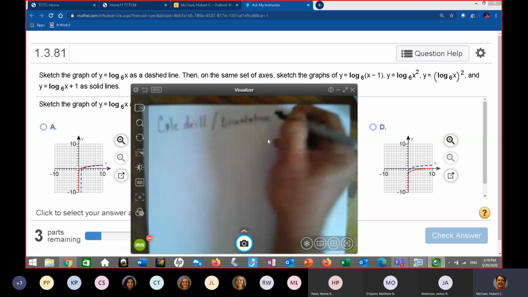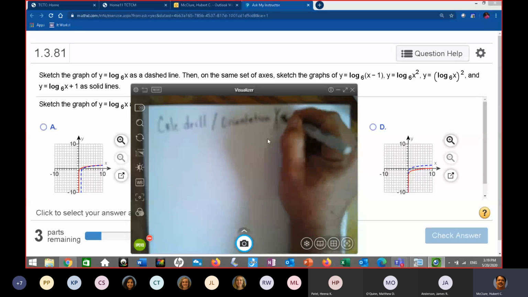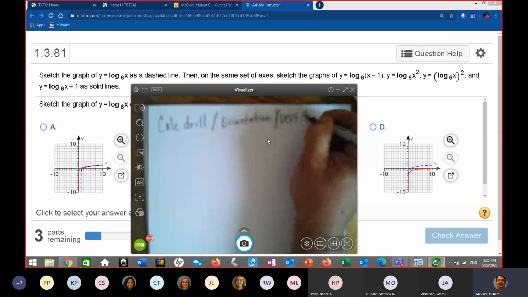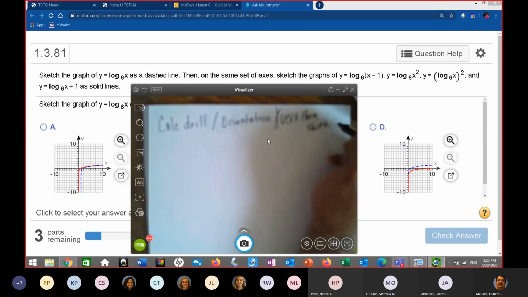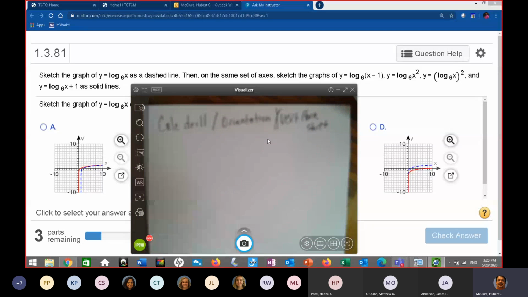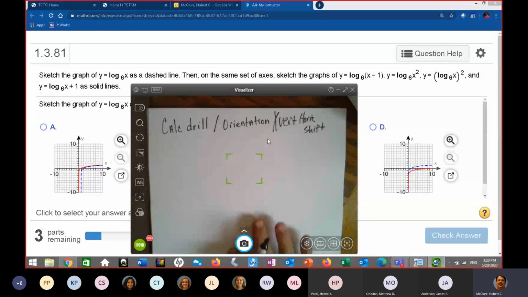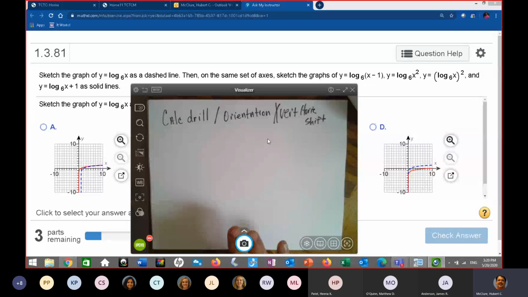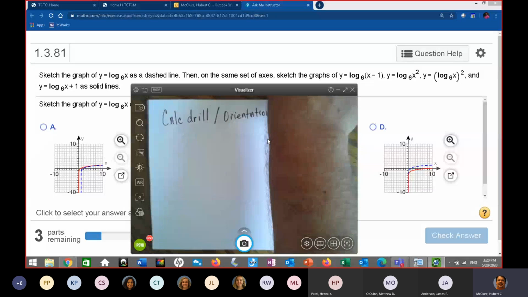Okay, so I don't want you thinking that this is some kind of trick. If you've got a graphing calculator, you need to utilize it on this problem. They tell you to compare, and first of all, let's go through the change base formula.